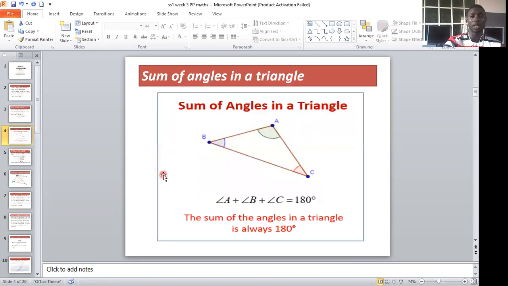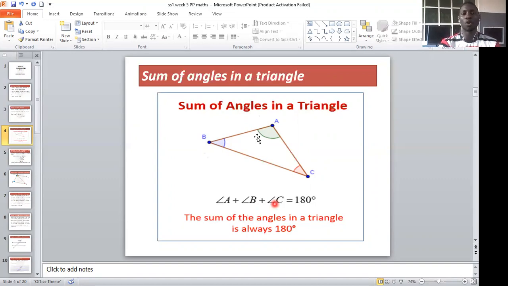So this is a triangle. Sum of angles in a triangle like this: angle A, angle B, angle C. These are the 3 angles that make up a triangle. That is angle A plus angle B plus angle C must be equal to 180, to follow the theorem that the sum of angles in a triangle is equal to 180.